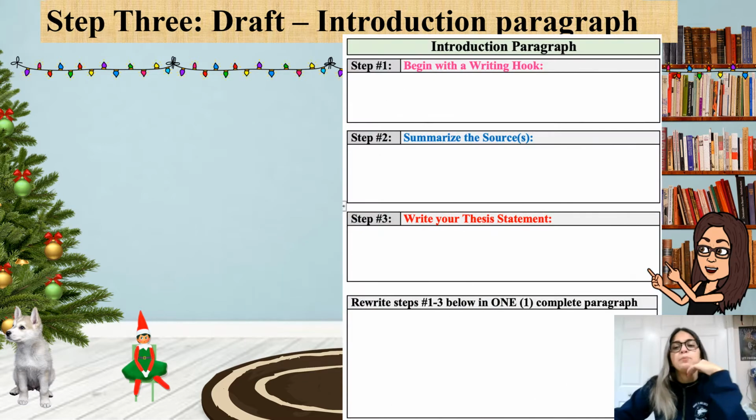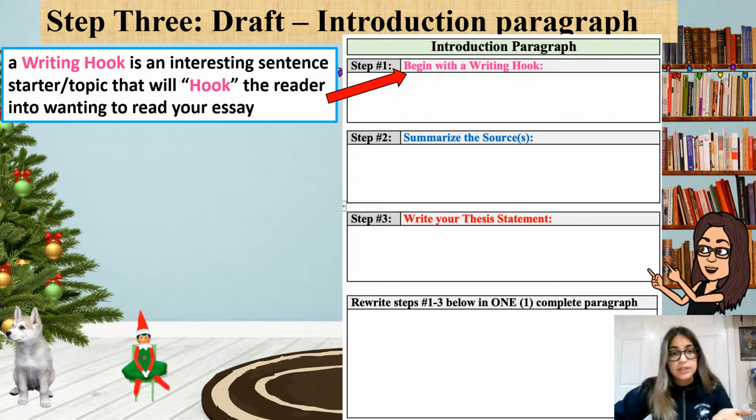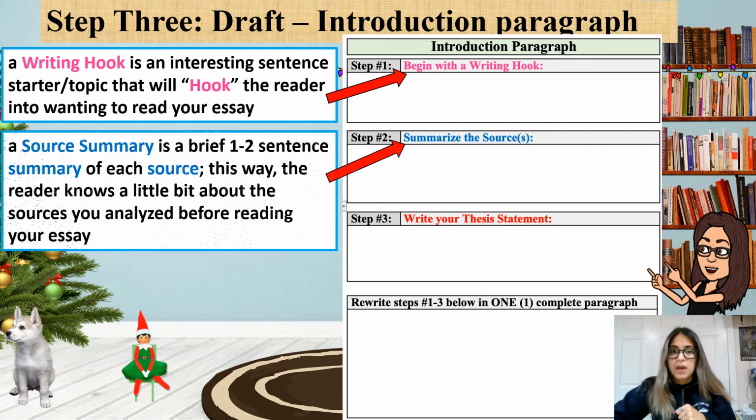All right, so this is the worksheet that you guys are going to have to submit for the Wednesday, December 16th assignment. This is a graphic organizer to help you write out your introduction paragraph step by step. Okay, so remember, step number 1 is to write out your writing hook. And a writing hook is an interesting sentence starter that is on the topic that will hook in your reader and make them want to read your essay.